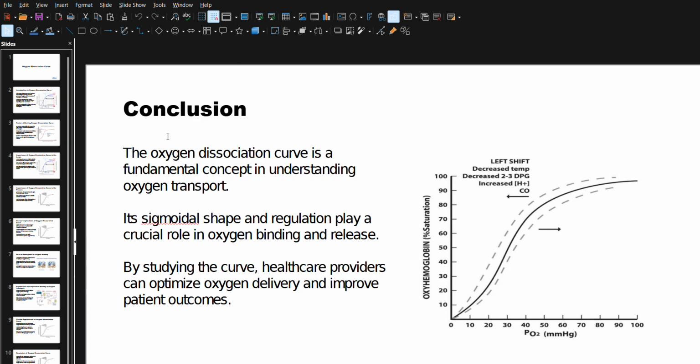So finally, the oxygen dissociation curve is a fundamental concept in understanding oxygen transport. Its sigmoidal shape and regulation play a crucial role in oxygen binding and release. By studying this sigmoid curve, healthcare providers can optimize oxygen delivery and improve patients' outcomes.